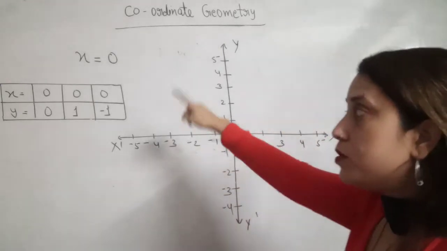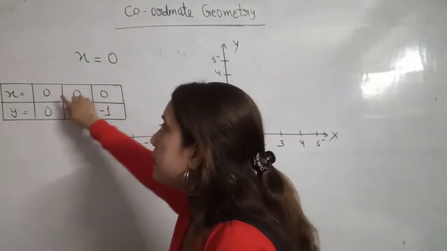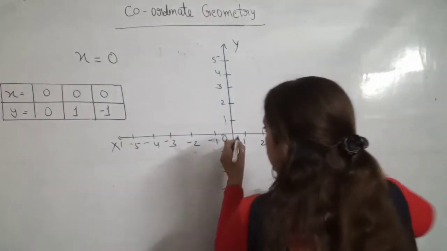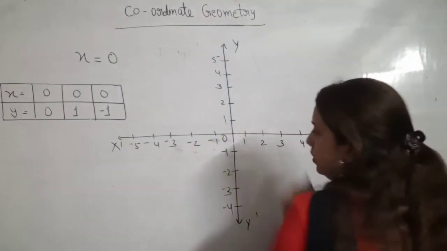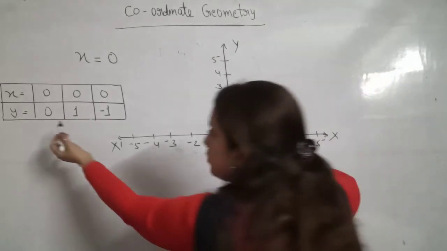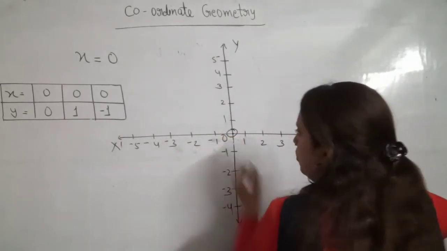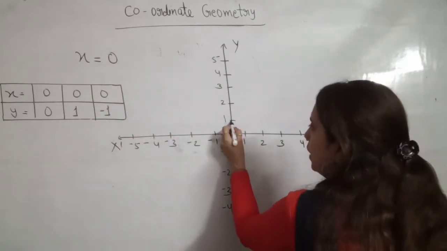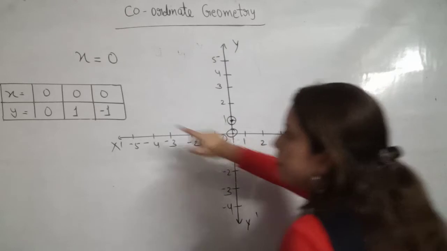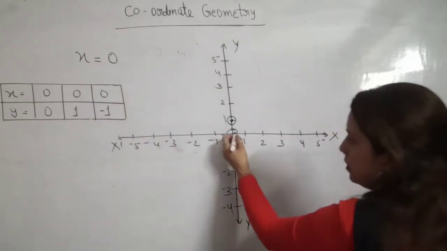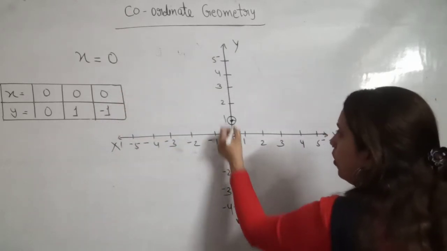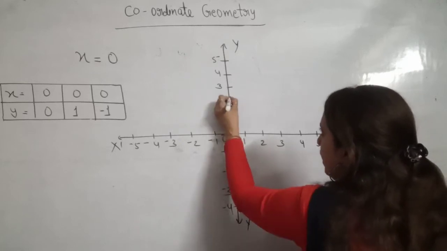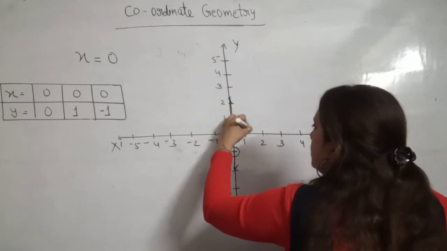If x is equal to 0, it means x will be constant. The value of x will always be 0. So at 0, x is 0. This is the origin. x is 0, the distance y covered is 0, so this is the same point. Now x is 0, y is 1. x is 0, y is minus 1. So the line is on the y-axis. This is the equation of the line x is equal to 0.